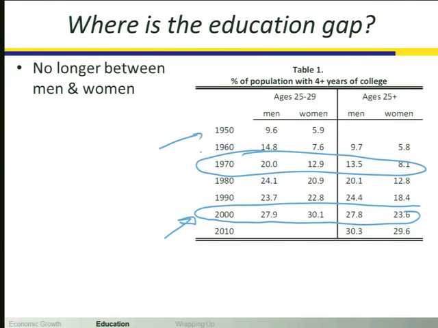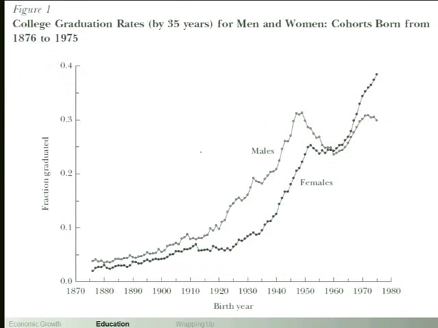So, yeah. Okay, pictures. This shows college graduation rates for men and women from 1876 to 1975. Let me trace along the male line here so you can see what happens. And there you go. This is by cohort. So starting with the cohort born in 1960. A cohort is a group of people who were all born around the same time. So starting with the cohort that's born around 1960, that's when we get the flip.